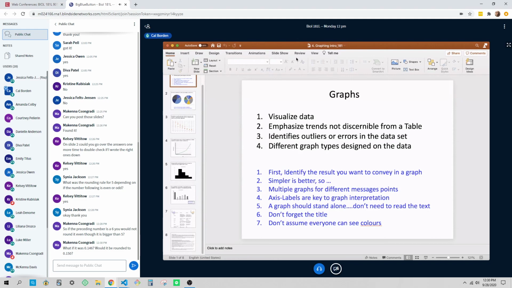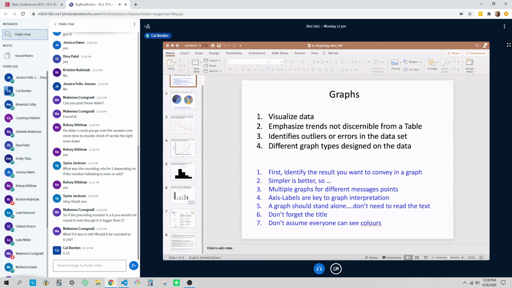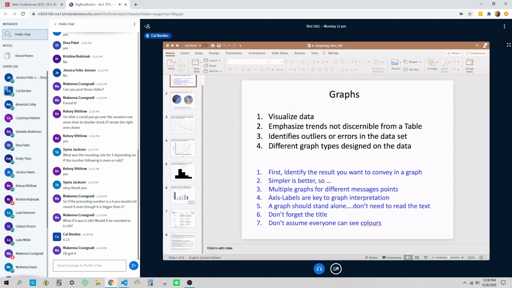Yes. Yes. Well, it would not be 0.150. It would just be 0.15. Okay? Because you can't have a 0. The whole point of the rounding is to reduce the number of digits in that case.